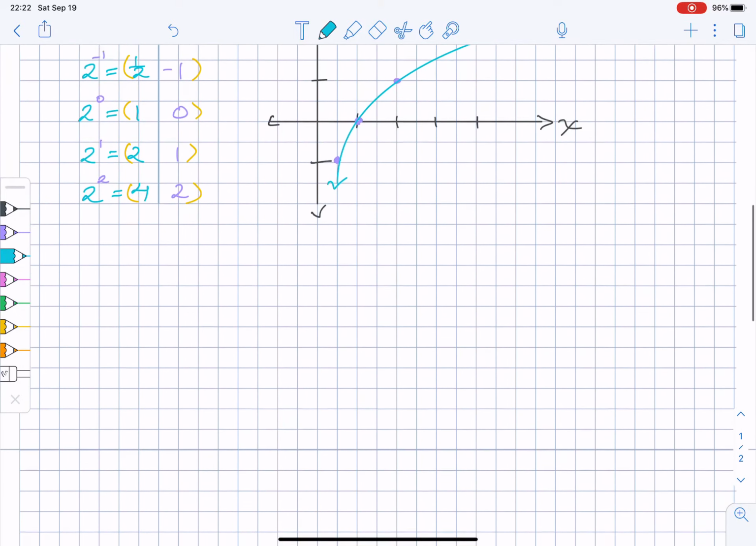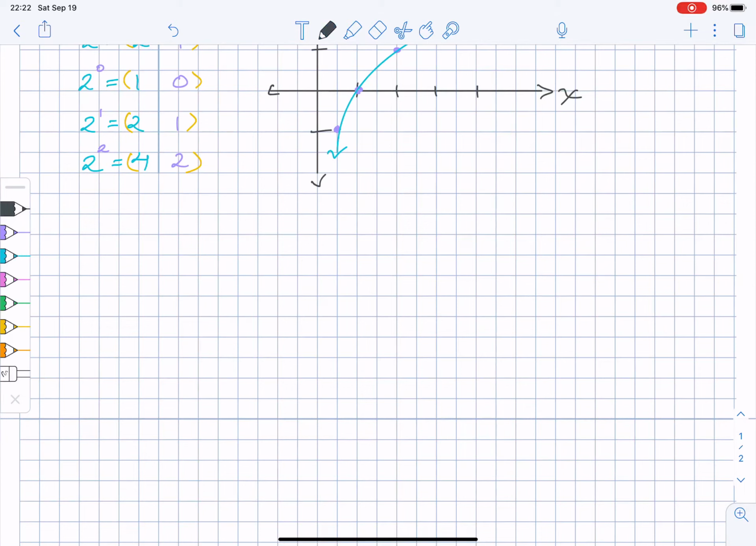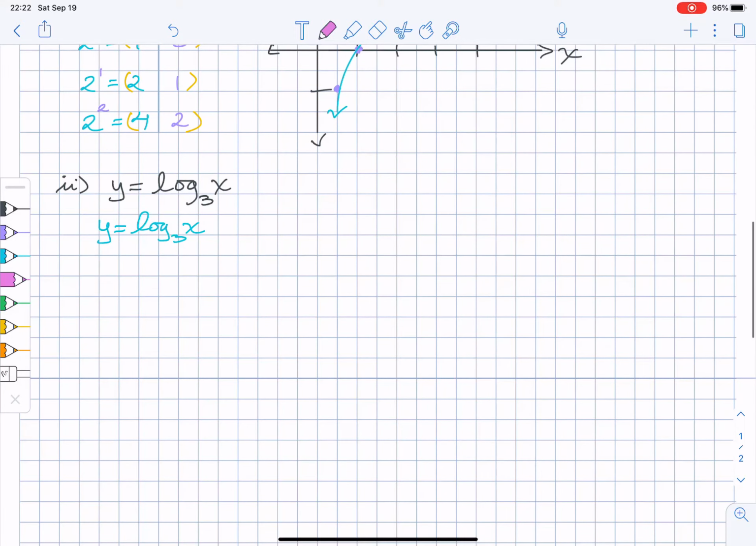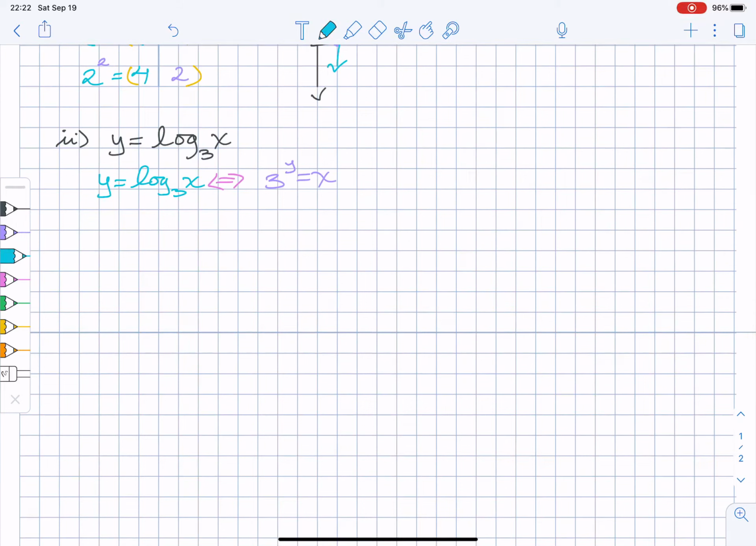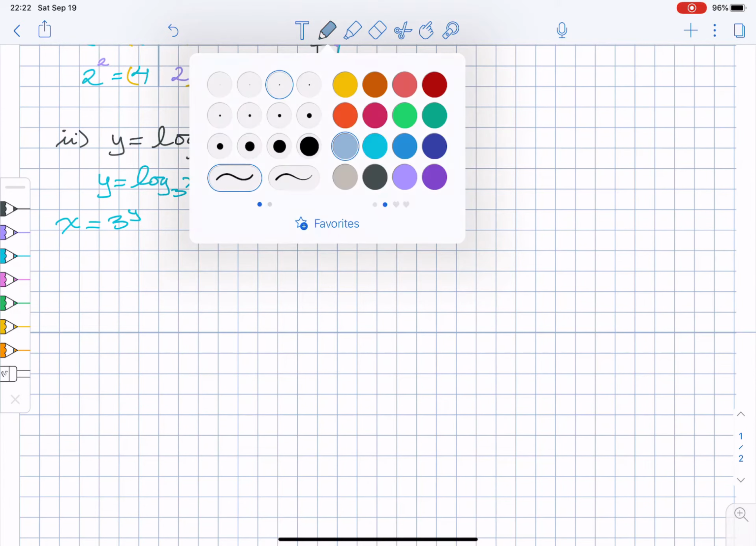Okay, so let's do another one. Number 2. Let's say we have y is equal to log base 3 of x. Well, we know that that's equivalent to saying 3 to the y is equal to x. So let's do an x is equal to 3 to the y versus y chart.